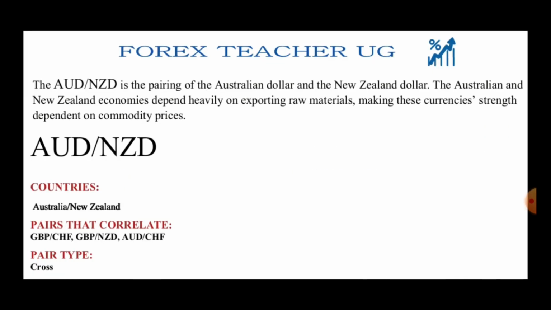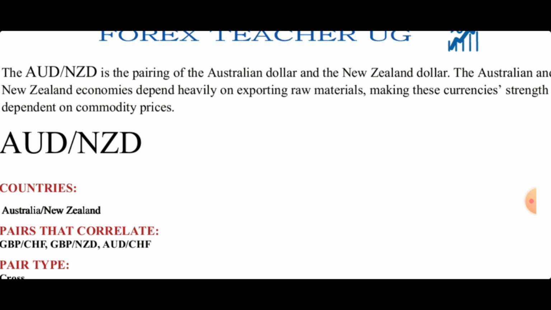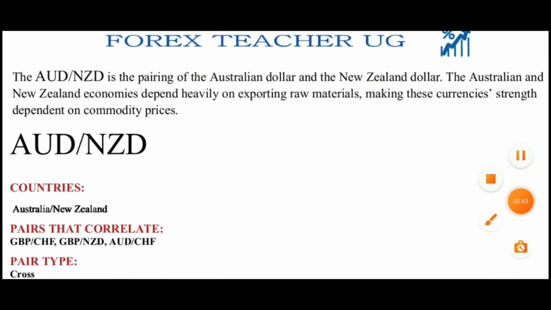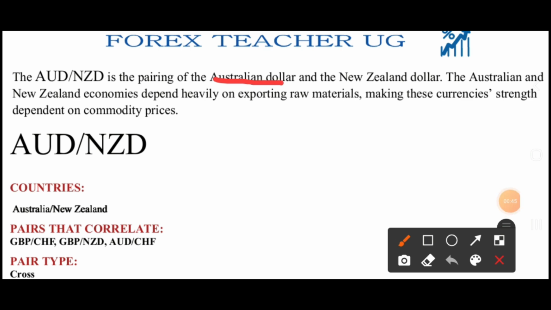So now let's talk about the Australian dollar and the New Zealand dollar. So we look at this being the pairing of the Australian dollar and the New Zealand dollar. So NZD stands for New Zealand dollar. So the Australian and New Zealand economies depend heavily on exporting raw materials, making these countries' currency strength depend on the commodity prices. So for the Australian dollar, we know that it's basically in gold. Then New Zealand has products like wheat, then dairy products also.